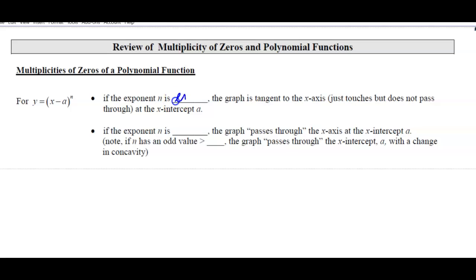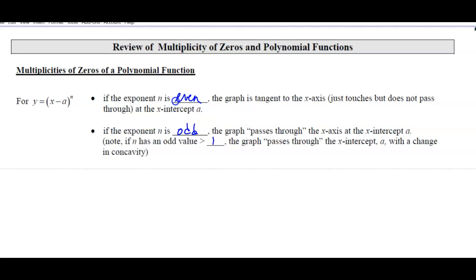Anyway, even. If the exponent is something, the graph passes through. So it kind of gives it away. If it's odd, the graph passes through. If it's odd and one, it'll pass through in a straight line, right? If it's an odd number greater than 1, so that would be 3, 5, 7, 9, 11, etc., then it'll have a change in concavity. That means it's curved and then curved up.